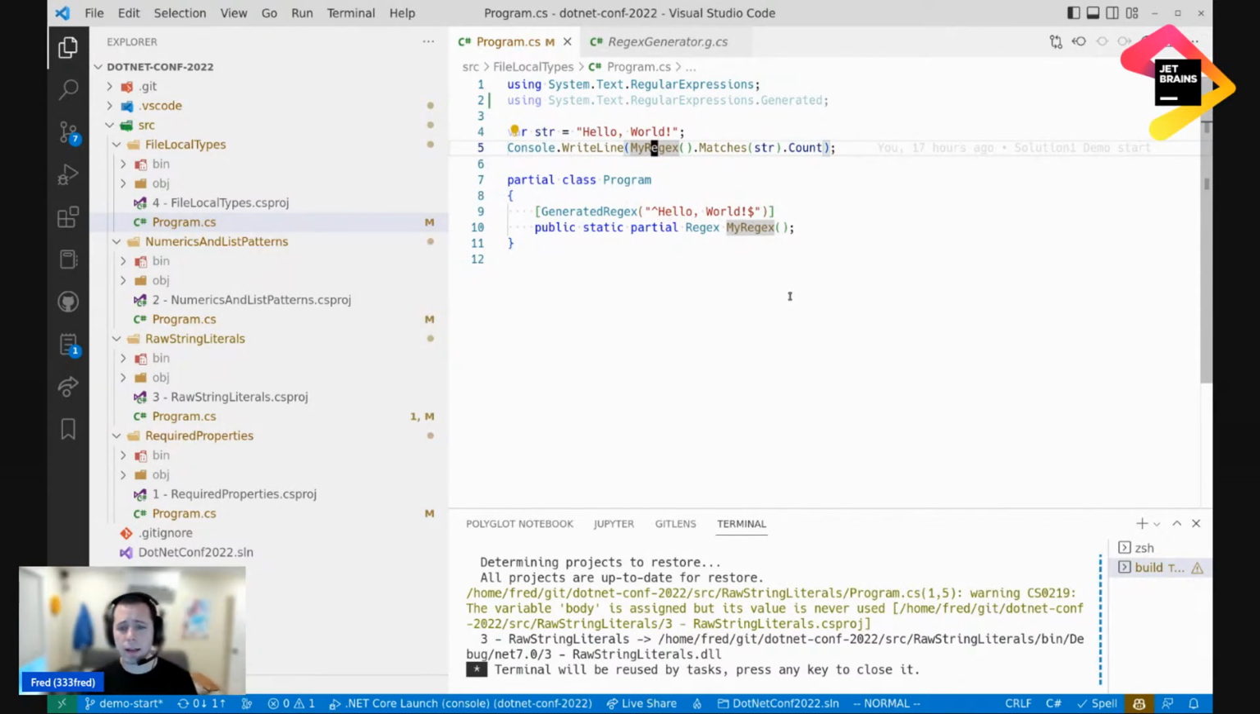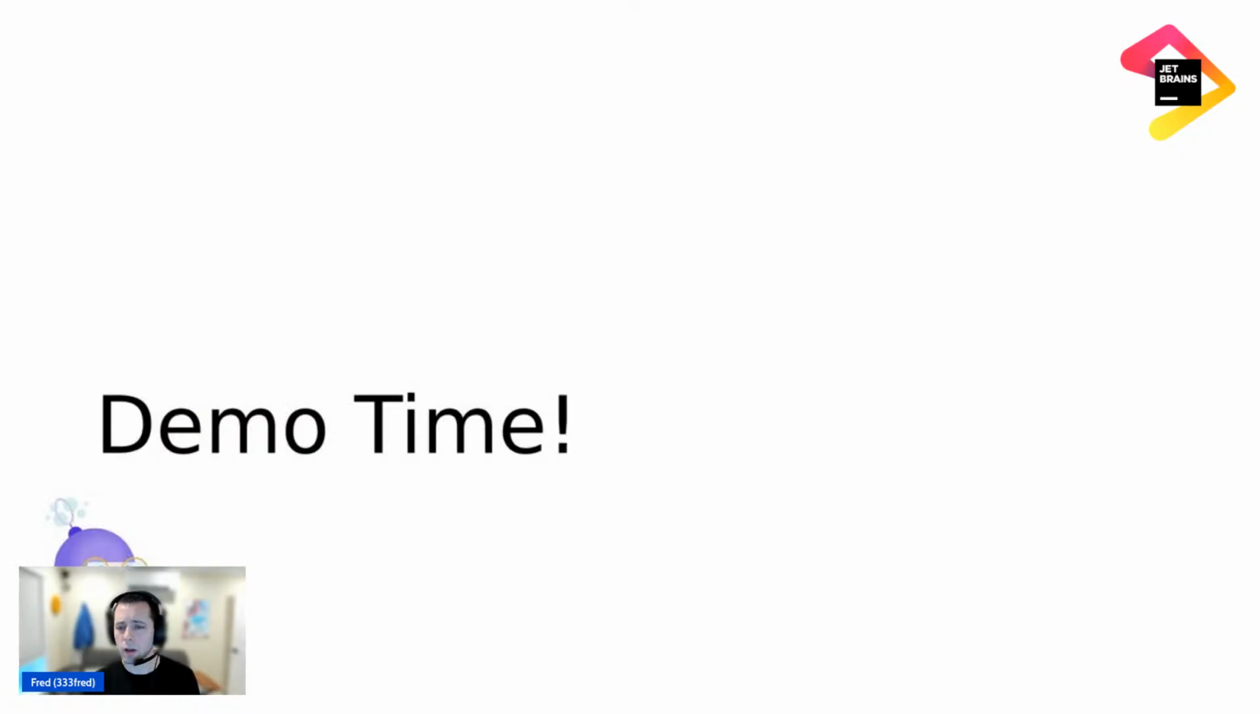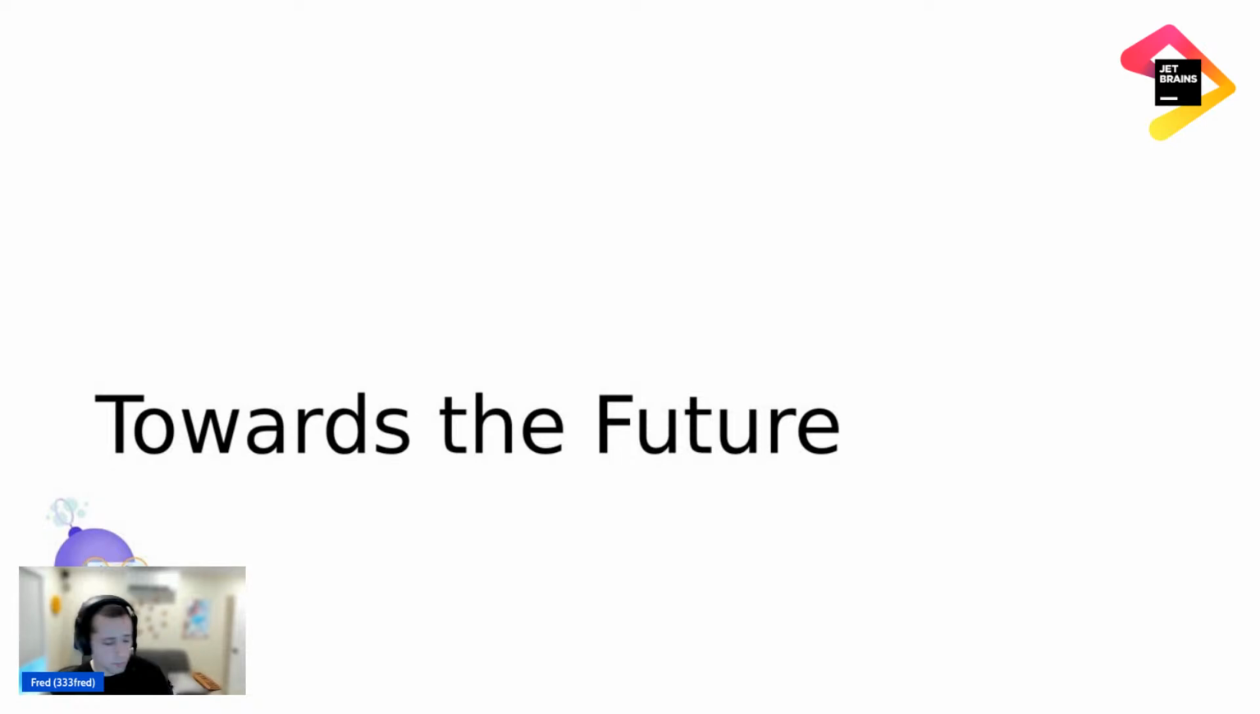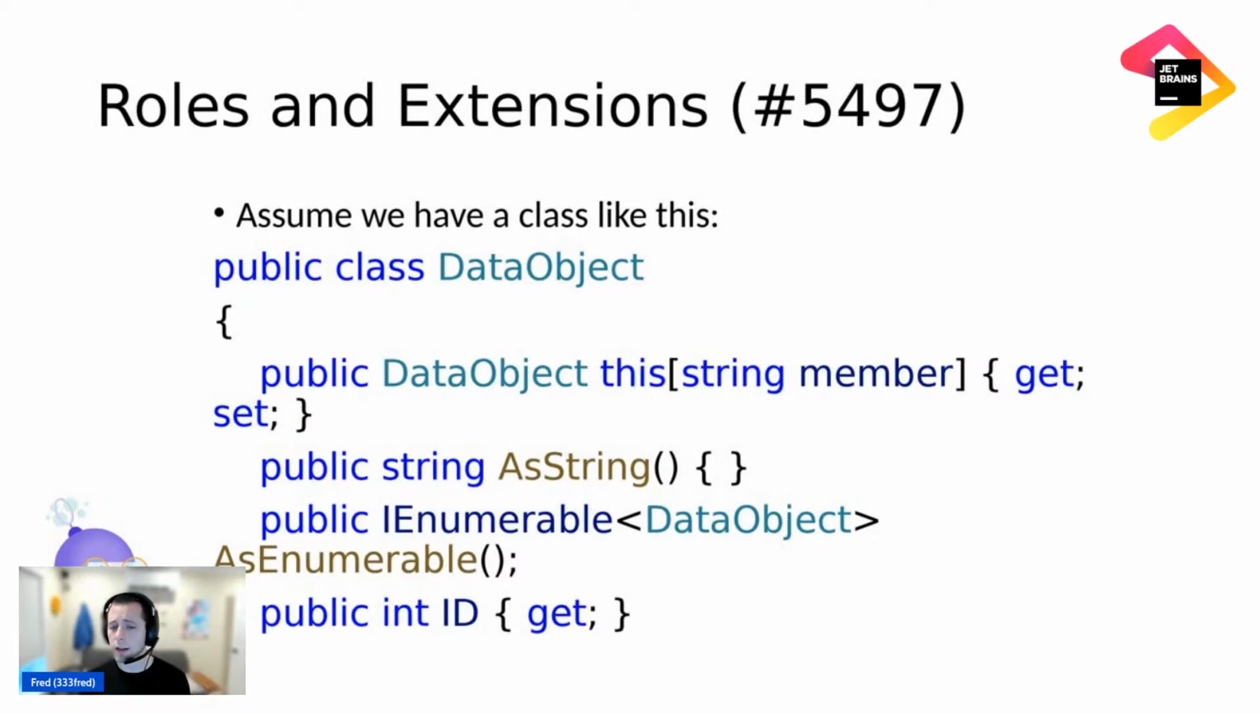So that is all I had for demos today. Let's go ahead and switch back to the slides so that we can go over the future. I wanted to close out by talking about some things that are coming to a C# version near you at some point. I can't promise what specific version of C# any of these are coming to, but hopefully sometime soon. So the first thing that I wanted to talk about is roles and extensions.